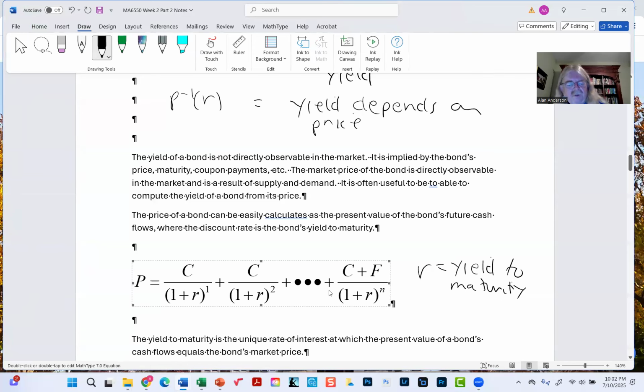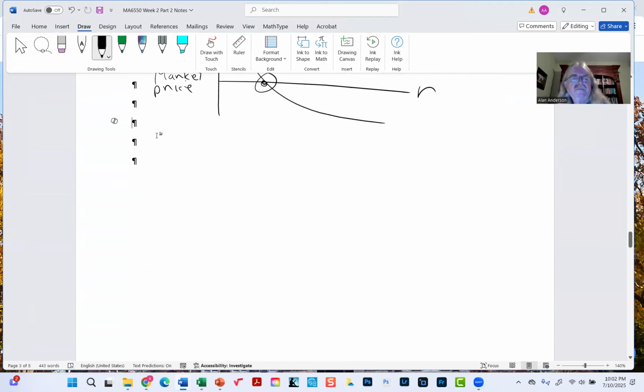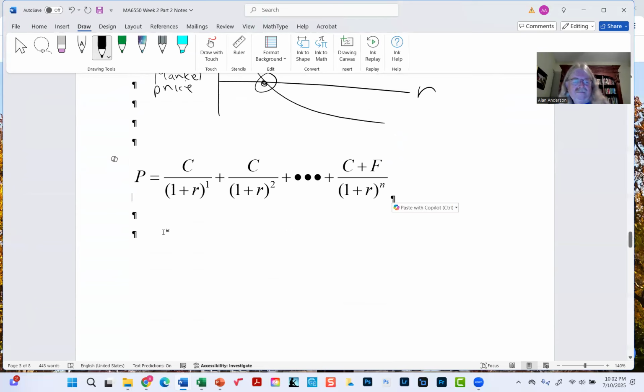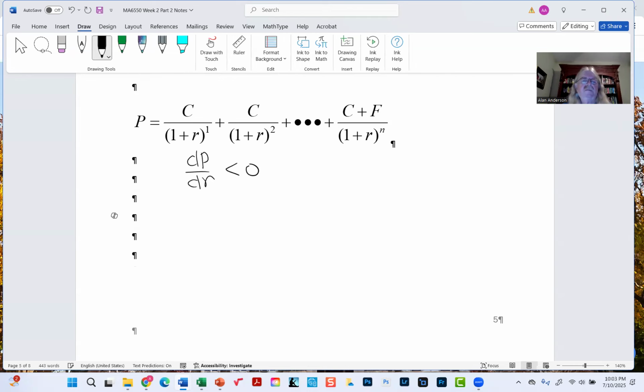Here it is. So if you look at this algebraically, you can see very clearly that if you differentiated this function with respect to R, it's going to be less than zero, okay? So in fact, this is why the slope of the price yield curve is negative. So it's guaranteed to be negative. And so therefore, yields and prices move in opposite directions.